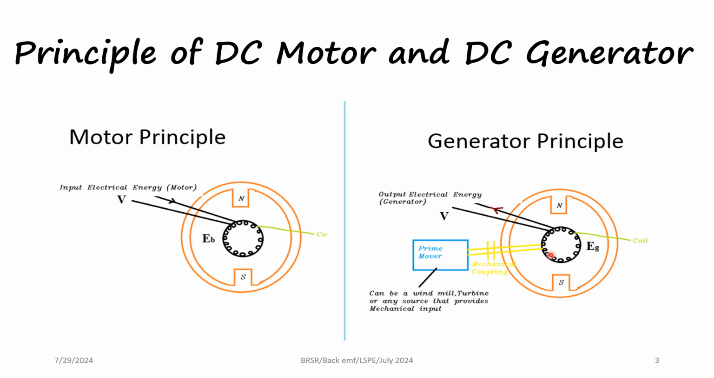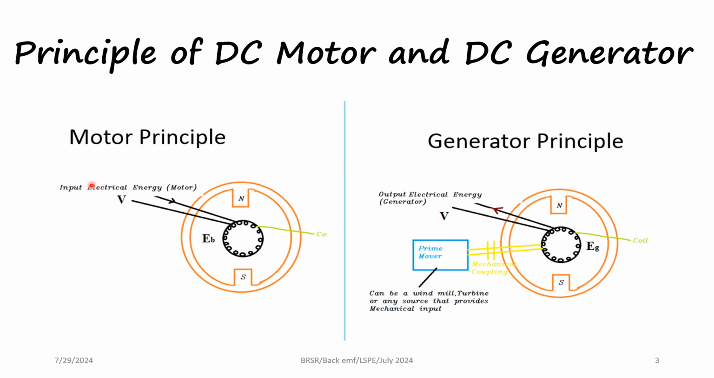Whereas in the case of a generator, a prime mover is used which provides the mechanical input to the armature, and when the conductor works in the magnetic field, it produces electricity and gives it back to the source. So this is the principle of a motor and this is the principle of a generator.